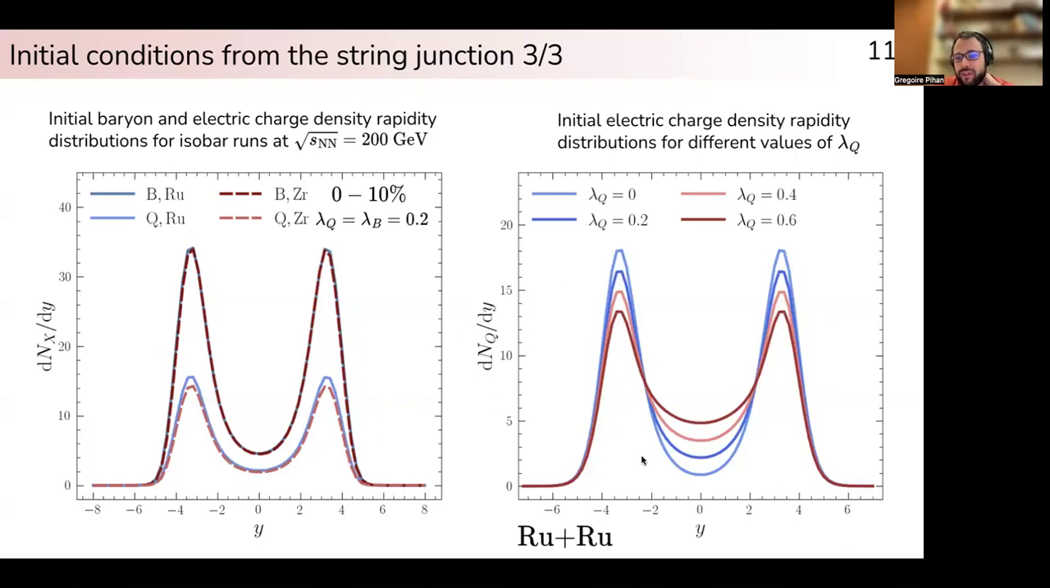And just to give you an idea of what this lambda Q parameter does, which is our free parameter in this study, it simply removes some electric charge here at beam rapidity and puts it at mid rapidity. That's the only thing that it does, basically. And it actually does the same for the baryon number. This is exactly the same idea. If you increase the lambda Q parameter, more will be in the middle and less at beam rapidity.